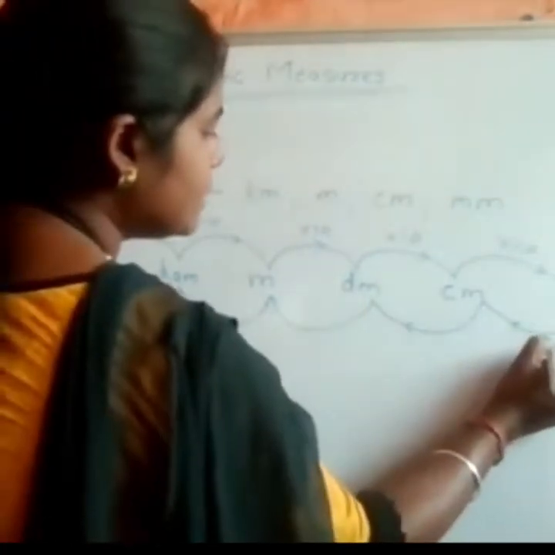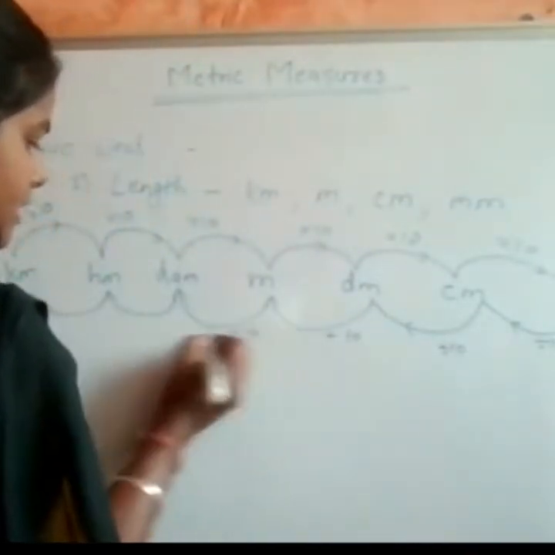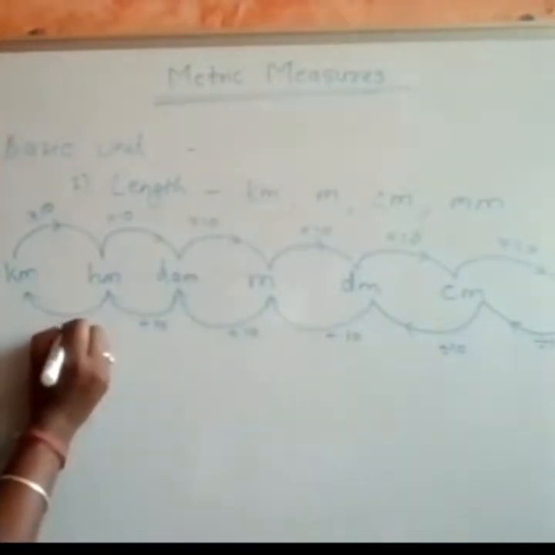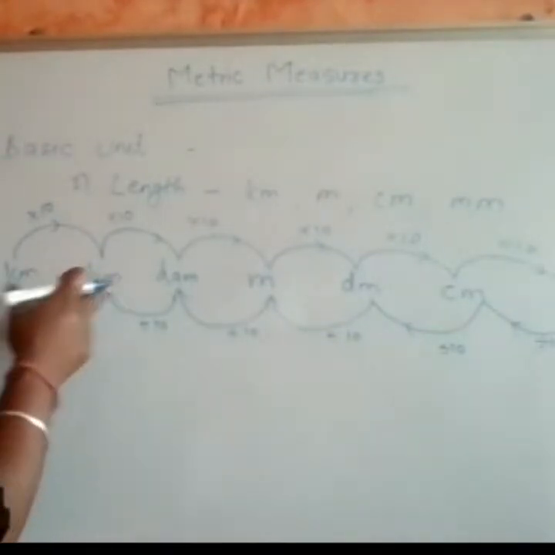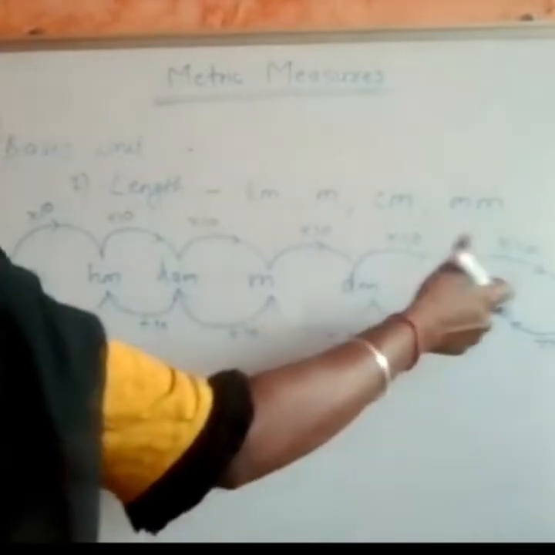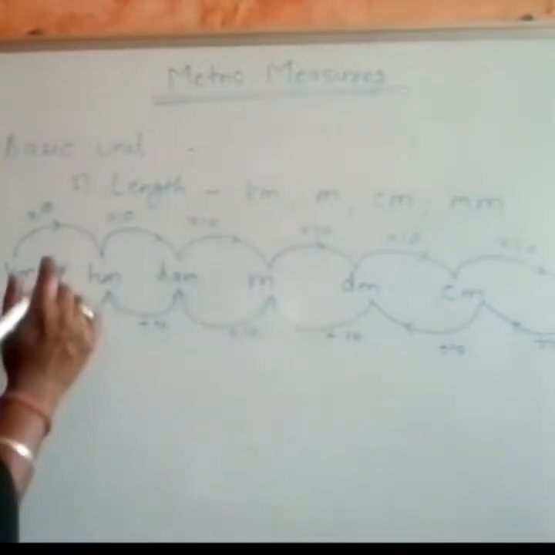So divide by 10 at each step. Likewise, we have to keep it in mind: kilometer, hectometer, decameter, meter, decimeter, centimeter, and millimeter. Keep this in mind so that the next questions we solve will be easy to understand. Generally, in the textbook, they give formulas that we have to keep in mind. Like 1 kilometer: the distance between the kilometer and meter we have.